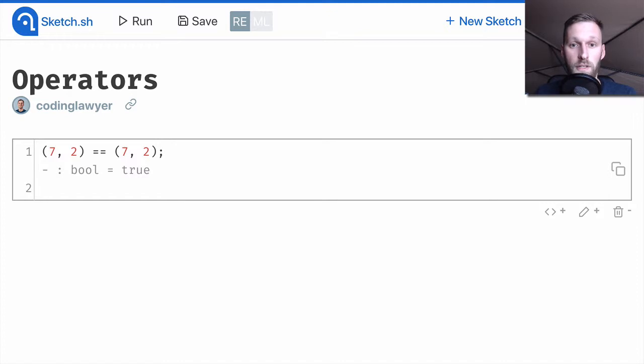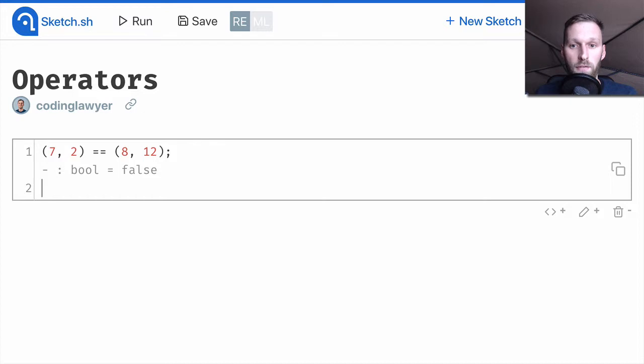For structural equality, we use double equals. The result of our comparison is true, since both tuples have the same content. What if we compare two values with different content? We got back false, since these tuples are different.